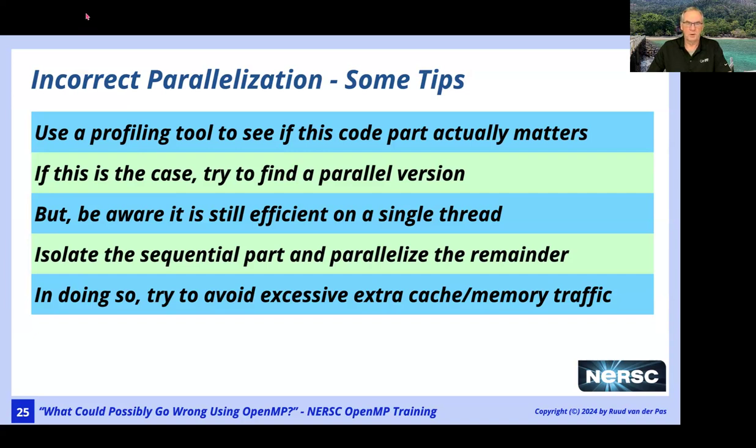If there's a sequential part, isolate it. That's why the single region is so nice, and parallelize the remainder. Sometimes you need to introduce extra data structures, like extra arrays, vectors. You can do so, but be careful. If they're very large, you could bust your caches and lose performance that way. So be careful introducing extra memory.